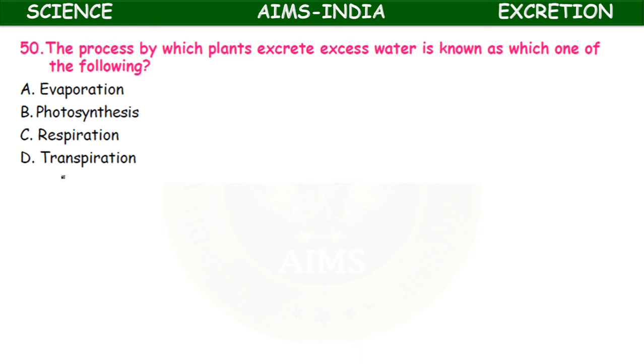The process by which plants excrete excess water is known as which one of the following? Evaporation, photosynthesis, respiration, transpiration. It is transpiration. Okay children, these are some of the questions which are very easy. There are many questions which appear in the competitive exams. Read a textbook and prepare your own bits.